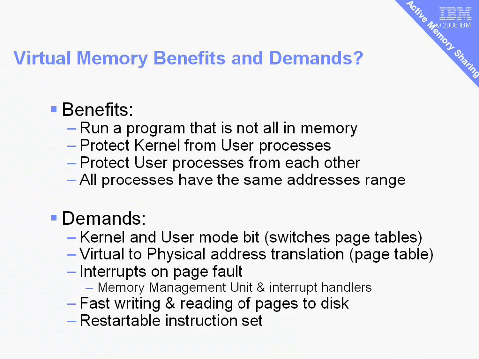Now to get these benefits, we need quite a lot of things for the processor to actually do as features to support virtual memory. First of all, the processor has to understand whether it's in kernel mode, in the operating system, or in the user process. And it does this by a kernel user mode bit. When we're in a user process, there are some instructions that are not allowed, and this allows the kernel to protect itself from rogue user programs.